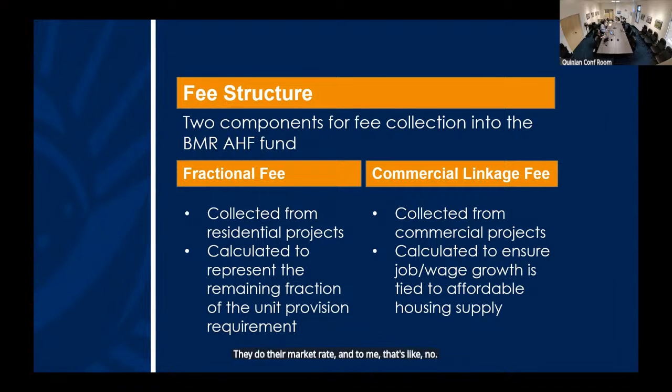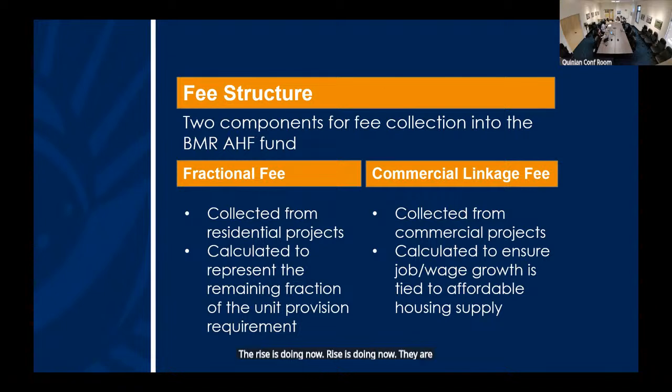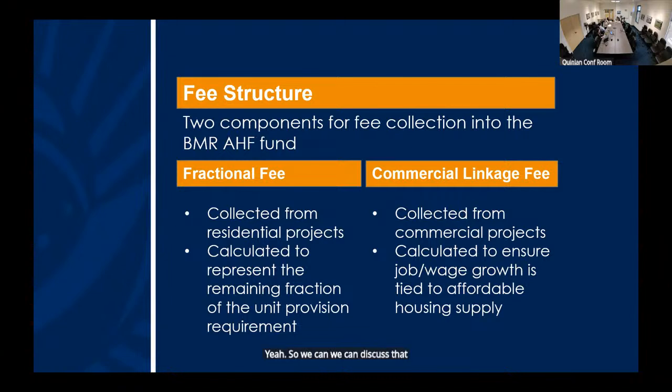When they make their contingency plan, talking about when they're going to do this, kind of like what the Rise is doing now, they are building their below market rate first. I think it should always be built first, because those market rate people are simply not going to do it. I only know that because it happens in real life, and it happens here in our city. So we can discuss that one with the consultant and see, maybe they want to remove the ability to do a contingency plan.